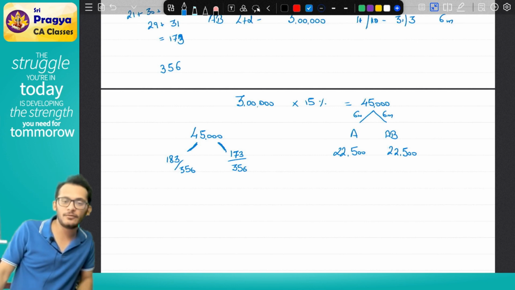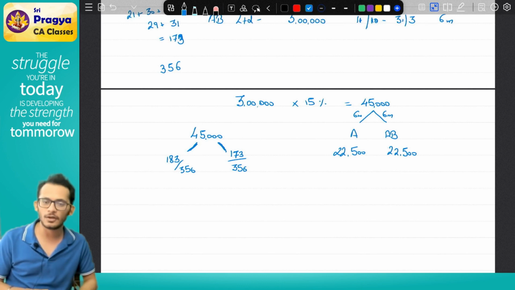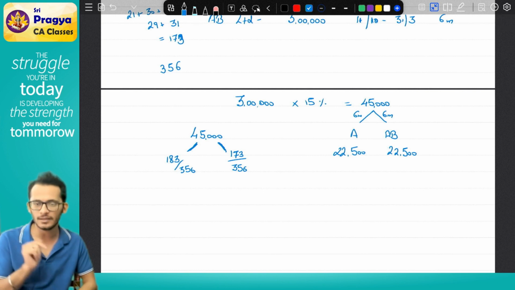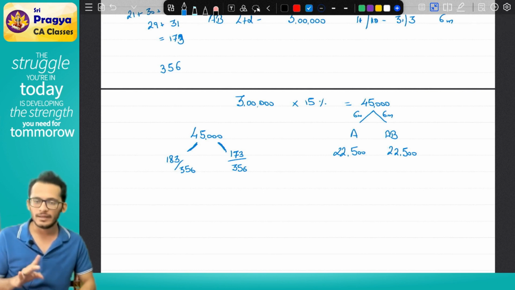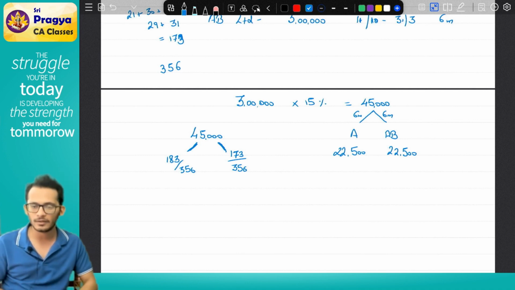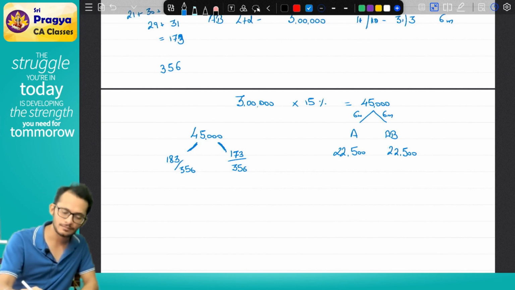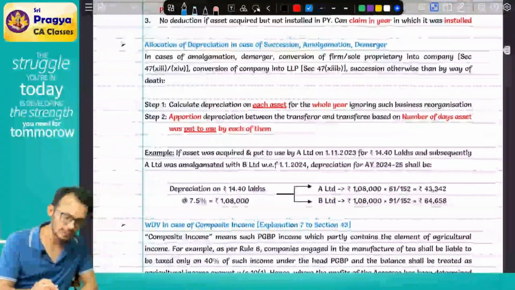While the asset was there for the whole 366 days, there is an 11 day gap because AB Limited did not use the asset. So that 11 days will also not be considered. You will proportion not on the basis of the whole year, but on the basis of the number of days. But depreciation will be calculated for the whole year. Yes or no? I have an example in my book. Let's do that example.